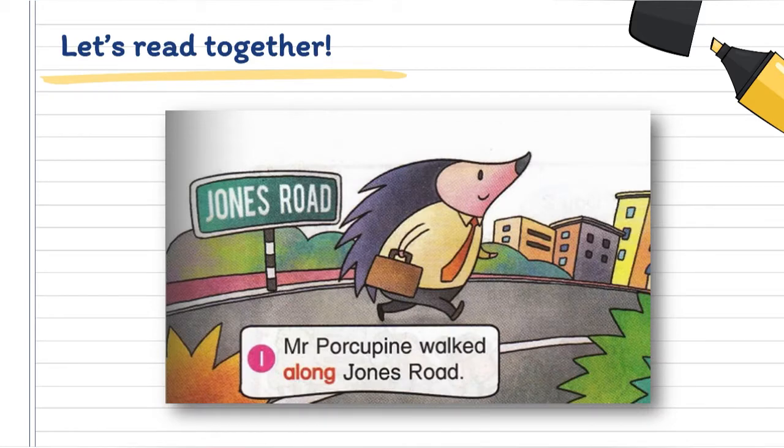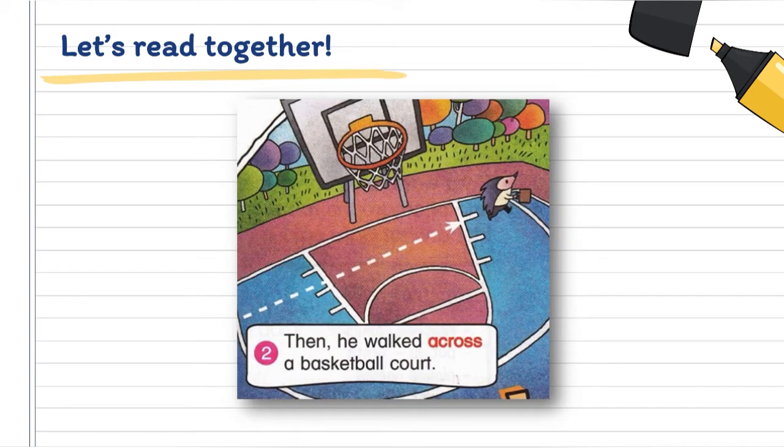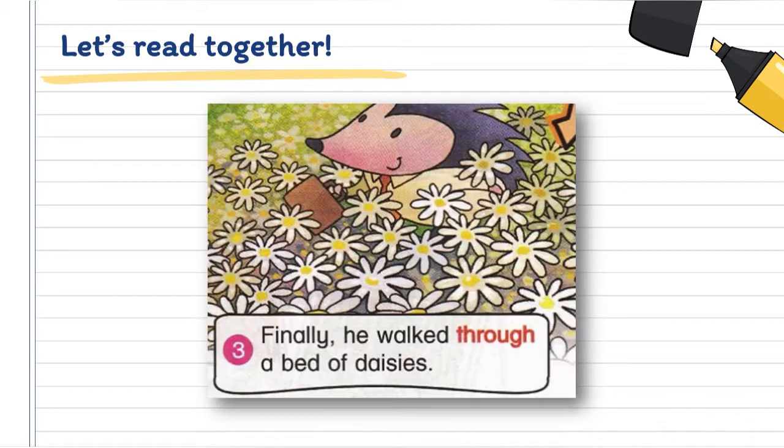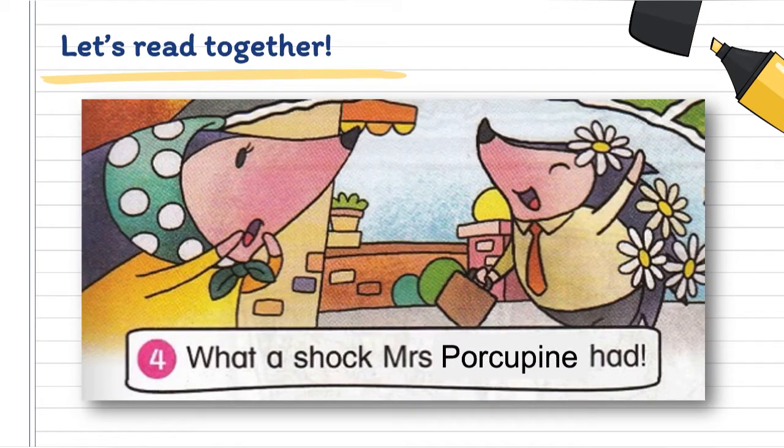Mr. Porcupine walked along Jones Road. Then he walked across a basketball court. Finally, he walked through a bed of daisies. What a shock Mrs. Porcupine had. As you can see, Mr. Porcupine had daisies all over his body.